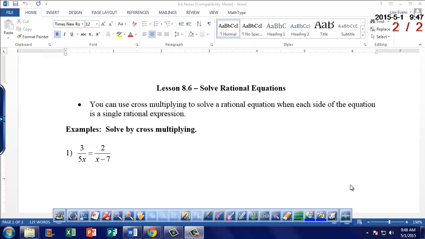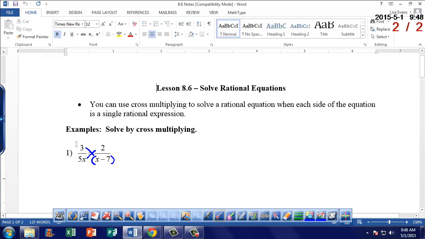You can use cross-multiplying to solve a rational equation when each side of the equation is a single rational expression. So when we have one fraction on the left and one fraction on the right, you can go ahead and cross-multiply to solve. So go ahead and do that. Sometimes I'll put parentheses to remind myself to distribute. That's probably the biggest mistake students make. It doesn't matter which part you put on the left and which part you put on the right.